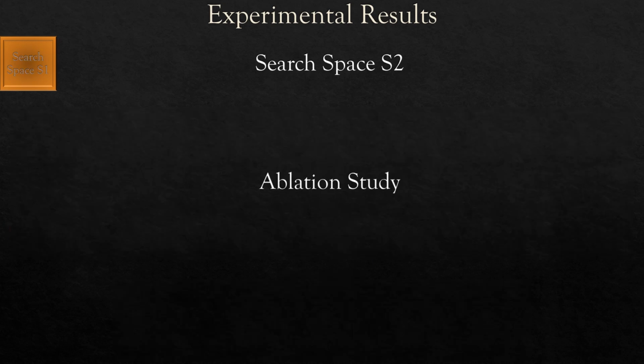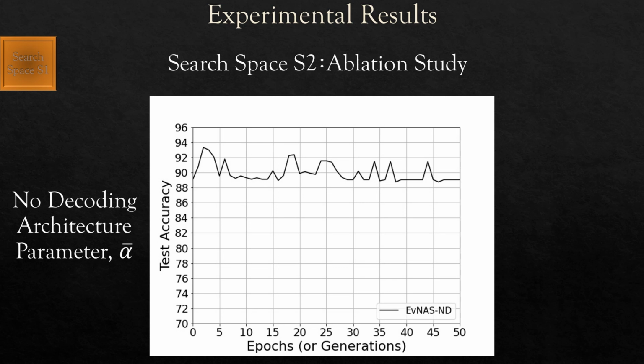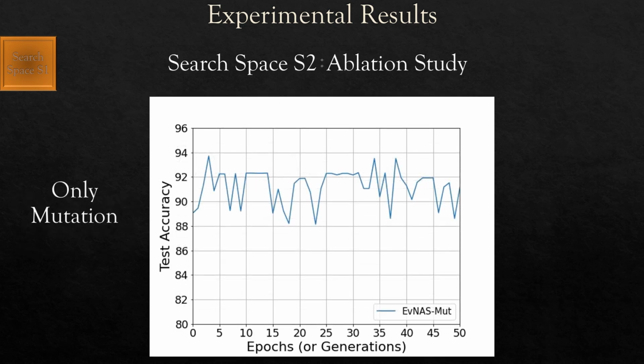We also perform some ablation study to determine the effects of various parts of our method. When we do not use the decoding architecture parameter alpha bar in our method, we found that our method shows some randomness due to the noise introduced during the fitness estimation. When we use only mutation operation for the evolution part, our method behaves more like a random search.